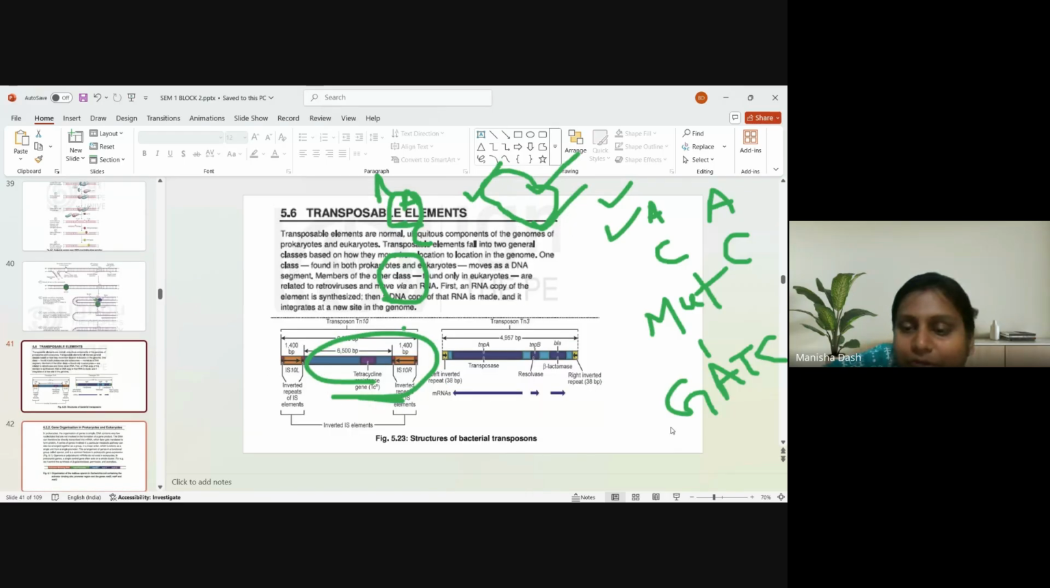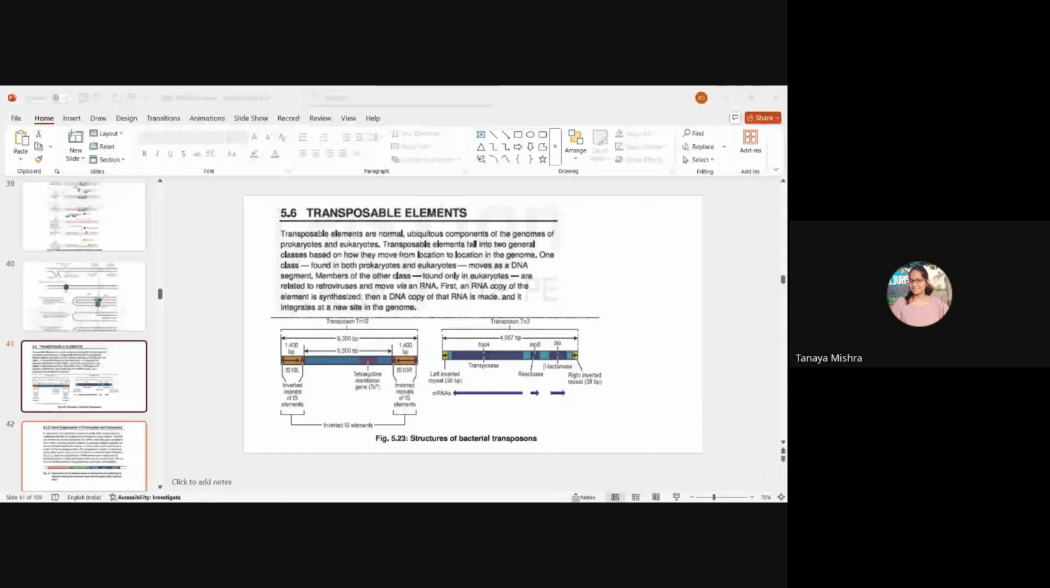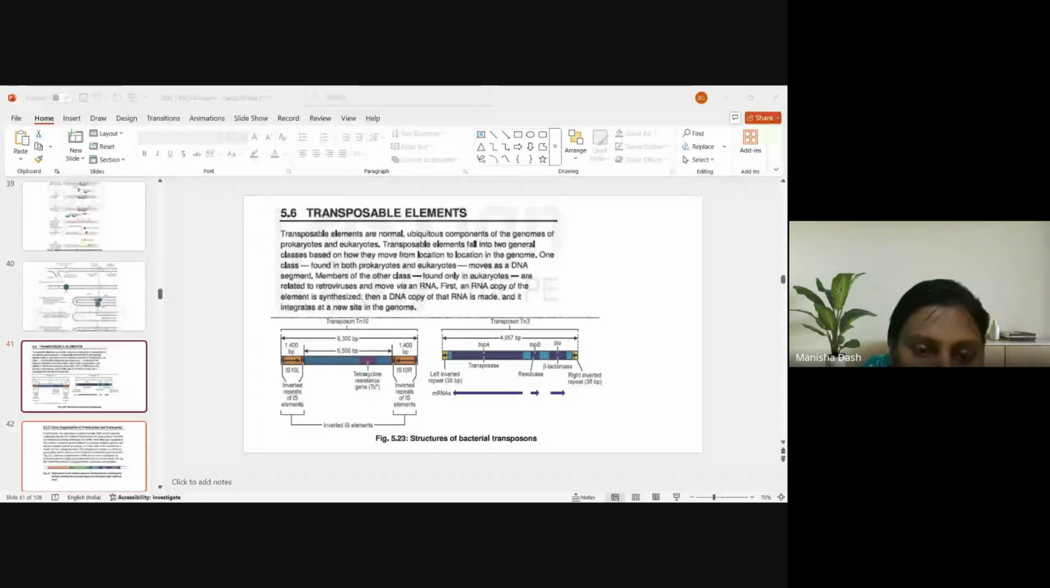Then coming to transposable elements. So, are all these repair systems present in human beings? Yes, they are present in humans. Not only humans, they will be present in most of the eukaryotic cells. Even prokaryotic cells can also have this kind of repair mechanism.